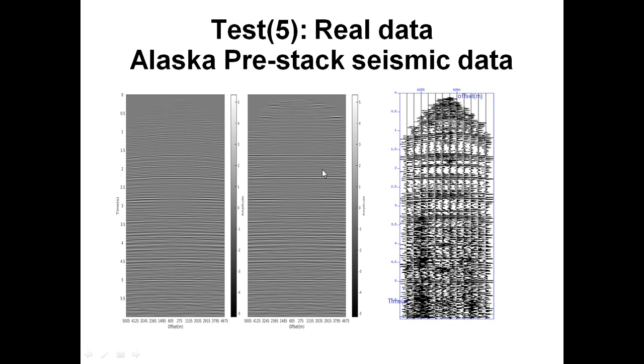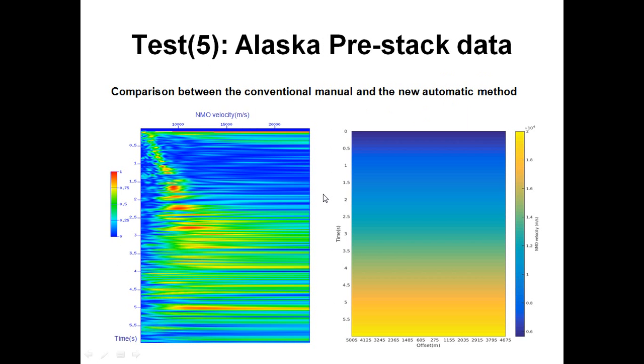You can see our method gives a very good flattening, and here is a comparison between the conventional semblance and the new automatic method. You can see the velocity field covers every single offset, and the same range. We can see the maximum range is 20,000, and you can see it's the same. So our estimation is actually quite good, and it's within the range.